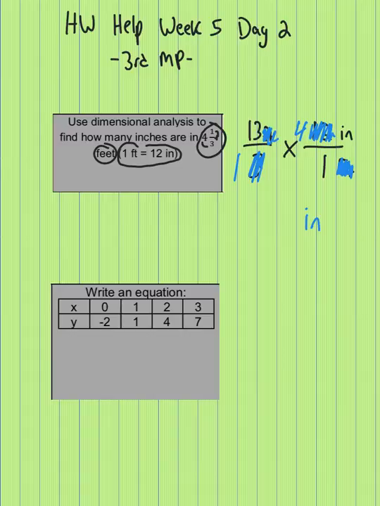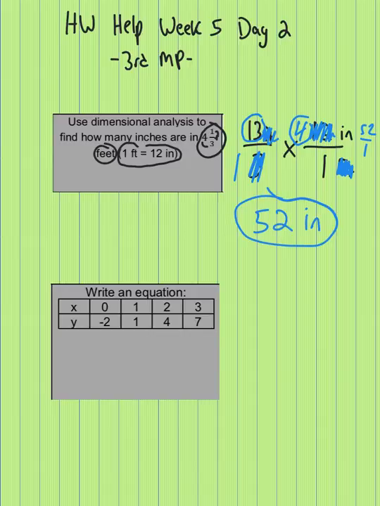So here's all you have to do. You have to do 13 times 4, which is 52. 1 times 1, which is 1. And so that simplifies to 52 inches. Okay, 1 done, 1 to go.